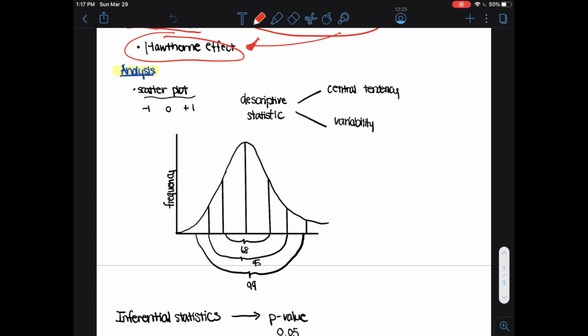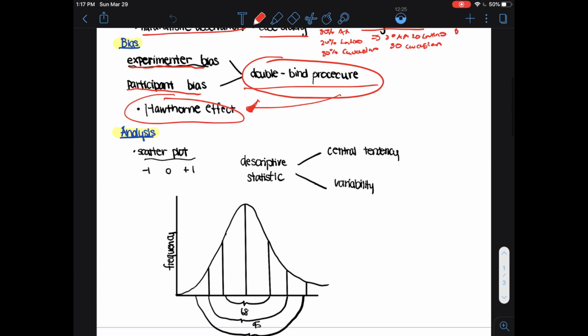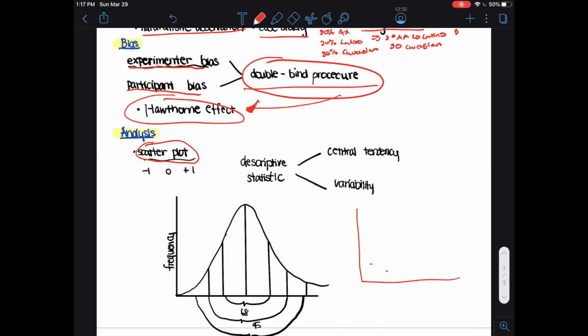Okay, so you have analysis. Once you get your statistics, you're going to want to analyze them. Firstly, you have a scatter plot. You plot all of your numbers on a set of axes, and then you draw a line of best fit that represents the relationship between your variables.